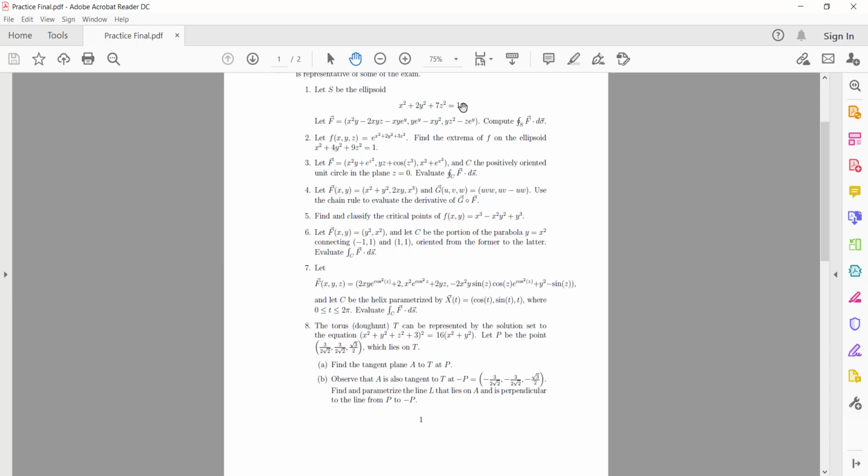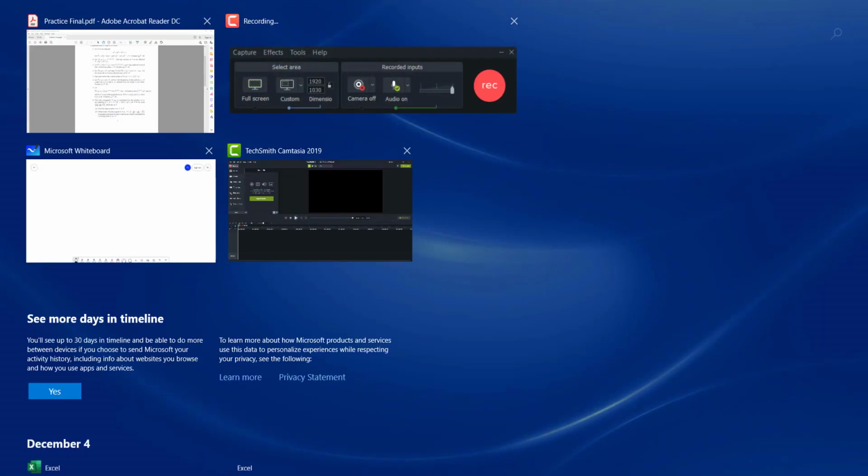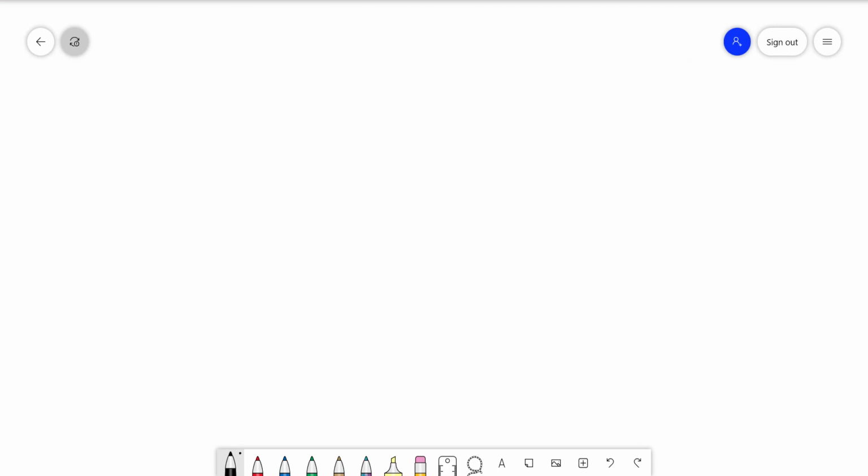Okay, so there are two ways that we can go about this problem, and I will go ahead and mention both of those methods. All right. So let me write down some of the information from this problem first. So S is an ellipsoid, and here was its equation. And then the vector field F that we are trying to integrate.